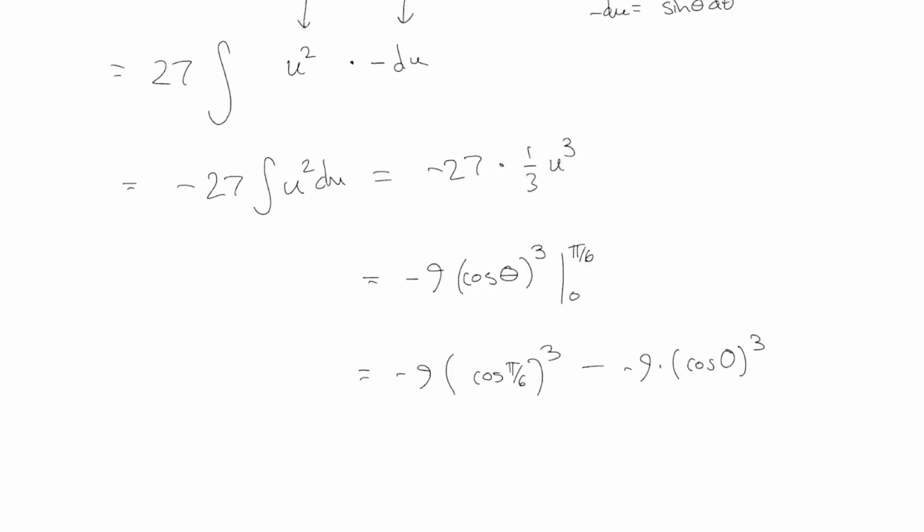Cosine of pi over 6, remember pi over 6 is this triangle, which has a root 3 on that side. This is the 30 degrees over here, pi over 6. And the cosine of that would be root 3 over 2. It's the adjacent over the hypotenuse. So this will be my real final answer. Negative 9 times root 3 over 2, cubed, minus negative 9, that's plus 9. And then cosine of 0 is 1. So 9 times 1, which is just 9.